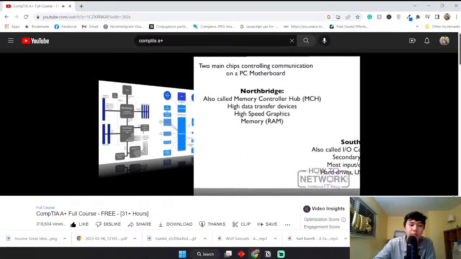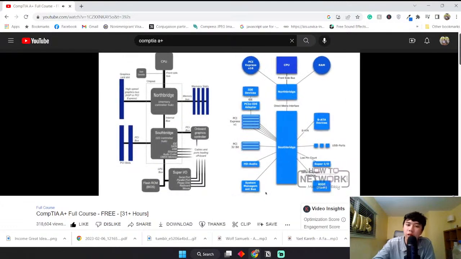Here is a diagram of the North Bridge and the South Bridge. You can see here I have graphics, and here's memory, the only two things connected directly to the North Bridge, as well as the CPU, which makes sense because it requires the fastest communication. And the South Bridge, just about everything else, right? So I've got my onboard graphics controller, some other external buses, etc. We'll talk about what all these things mean a little later. We see this here as well, right?